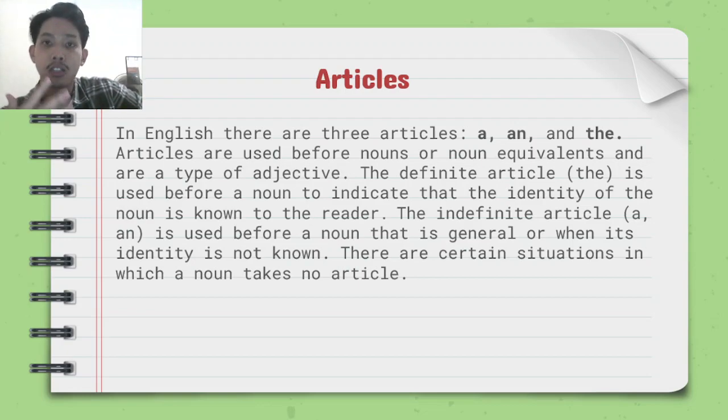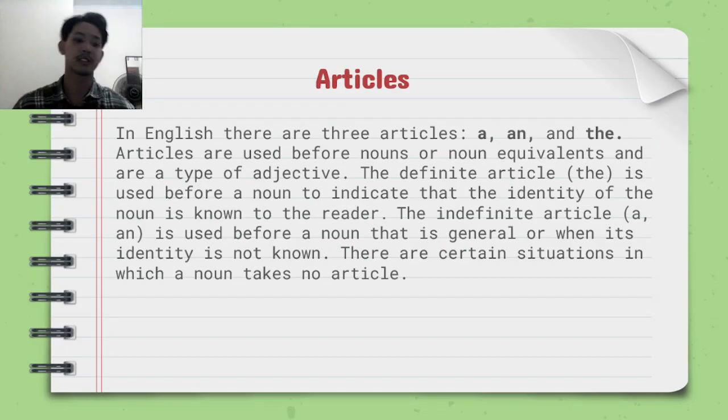The definite article "the" is used before a noun to indicate that the identity of a noun is known to the reader. The indefinite article, which is a and an, is used before a noun that is general or when its identity is not known. There are certain situations in which a noun takes no article. It's called zero article, and we are going to discuss that later.